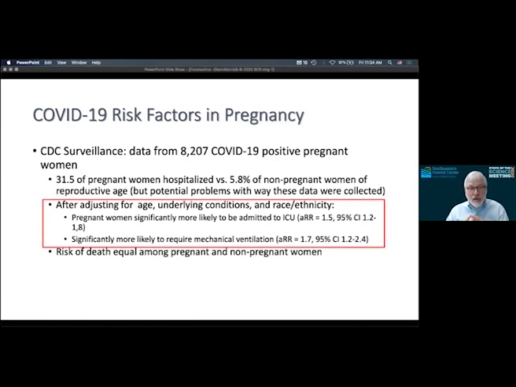After adjusting for age, what we see is that there is a significant increase in the likelihood of pregnant women being admitted to the intensive care unit, and they are significantly more likely to require mechanical ventilation. There is not an increase in death rate, but clearly there is substantially more severe illness. Next slide.